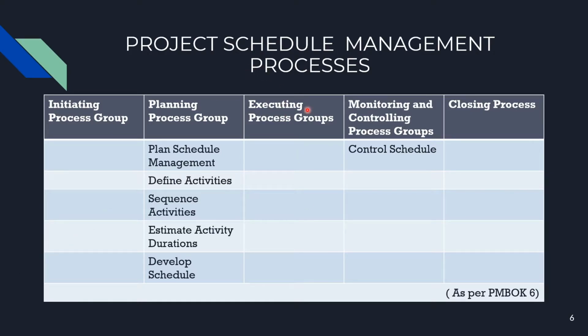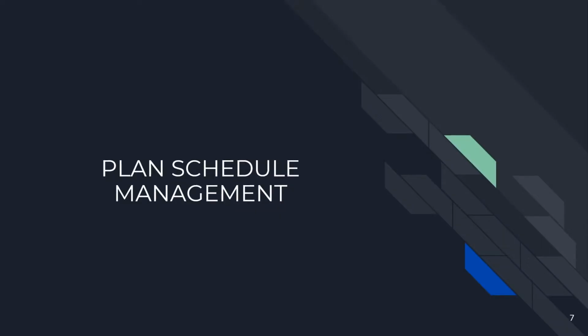As we discussed, in project schedule management there are overall 6 processes. 5 processes are in the planning process group and 1 process is in the monitoring and control process group. The 5 processes under the planning process group are plan schedule management, define activities, sequence activities, estimate activity durations, and develop schedule. And the 1 process in the monitoring and control process group is control schedule.